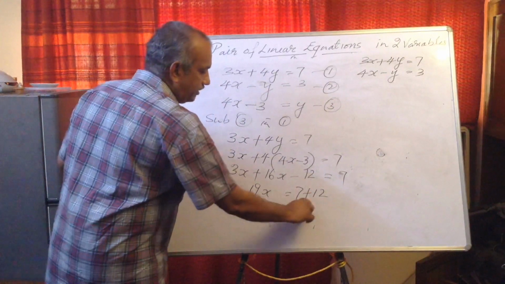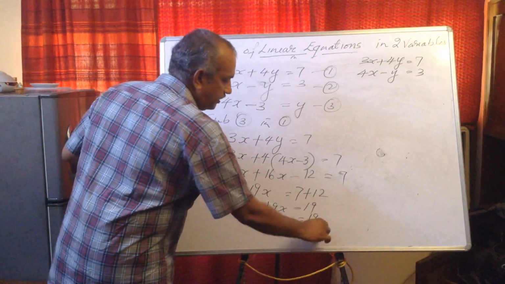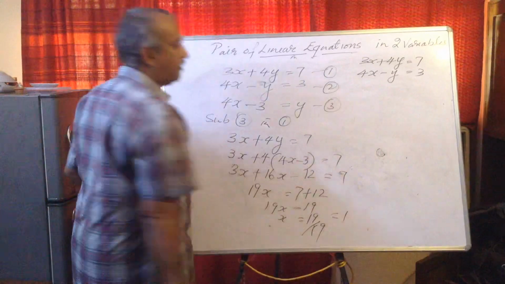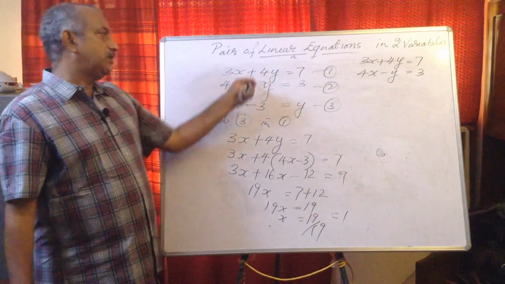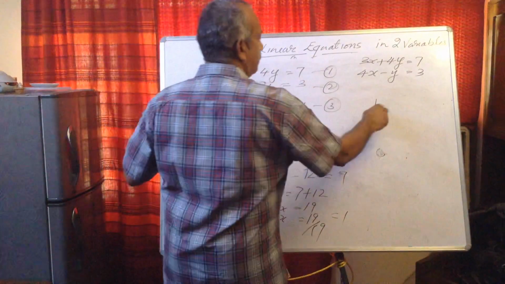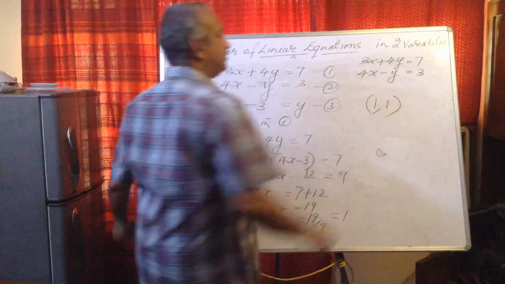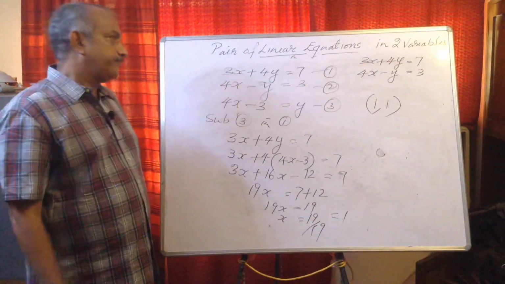19x is equal to 19. X is equal to 19 upon 19, which is equal to 1. Now put this x is equal to 1 in any one of the equations, you will get y is equal to 1. So the solution is again (1, 1). So like this we can solve by substitution method.